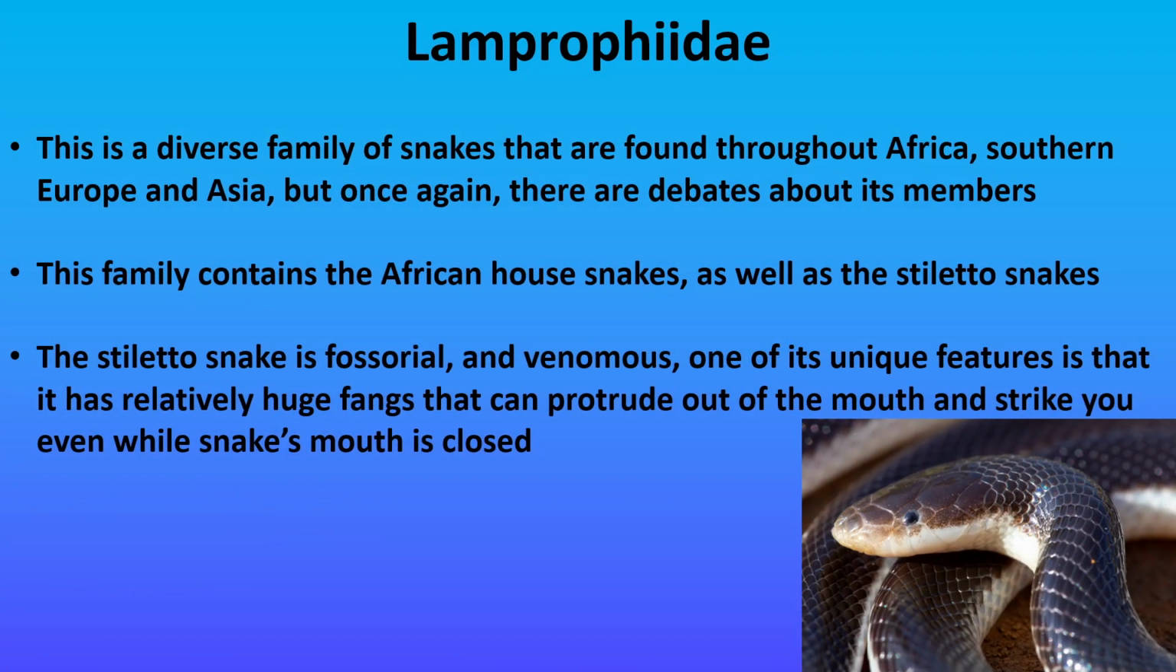Next are the Lamprophiidae, and this is a diverse family of snakes that are found throughout Africa, Southern Europe, and Asia. But once again, there are debates about its members. This family does contain the African house snake as well as the stiletto snakes. Now, the stiletto snake is fossorial and venomous. One of its unique features is that it has relatively huge fangs that can protrude out of the mouth and strike you even while the snake's mouth is closed. So if you try to handle the snake and hold it behind the head, it can still manage to bite you, so handling the snake is an absolute nightmare.